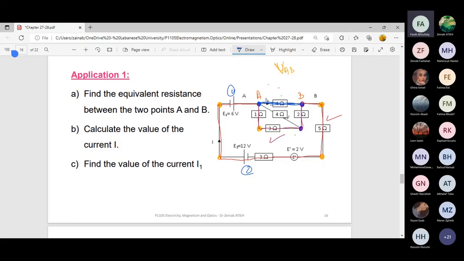Okay. So what does Kirchhoff say? Kirchhoff says that if you go around a complete loop, the sum will be equal to 0. So assume I'm taking a point here called C. If I want to calculate V, I start from C, go around the circuit along the wires, and return to C.